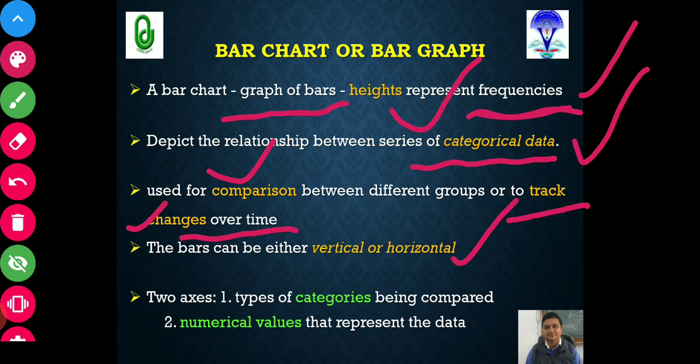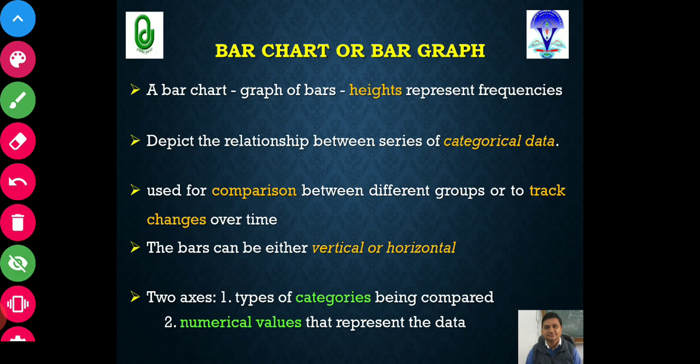This will also have two axes. First is the type of categories being compared. So on the first axis you have to write the type of categories being compared, and on the second axis you have to write the numerical values that represent the data. So similar to a line graph, here also two axes will be there. The first axis will represent the categories, and the second will represent the numerical value.